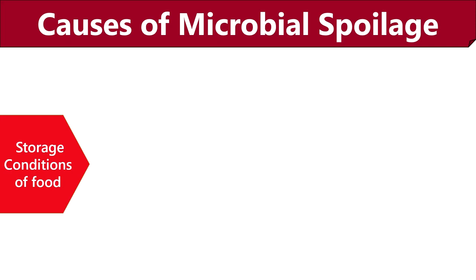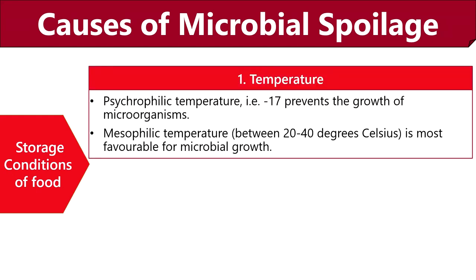Storage conditions like temperature and oxygen are the external factors influencing food spoilage. Psychrophilic temperature, meaning -17 degrees Celsius, can prevent growth of microorganisms and is considered safe. But mesophilic temperature between 20 to 40 degrees Celsius is most favorable for microbial growth. Therefore, warm conditions are optimal for the growth of mesophilic and thermophilic microorganisms like Listeria, Pseudomonas, Staphylococcus, and Escherichia species.